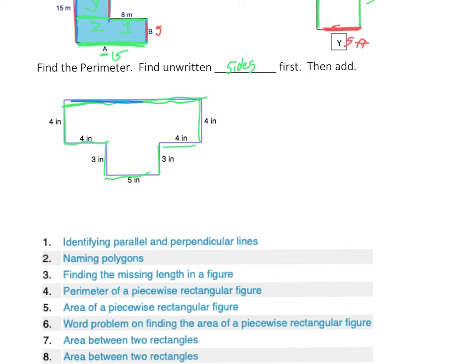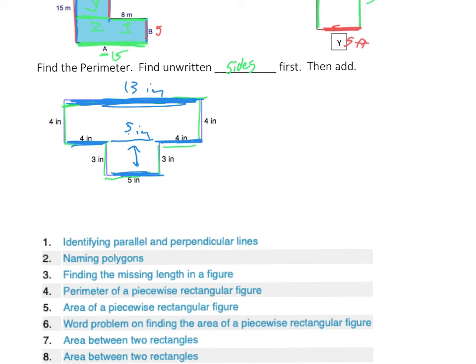So to find this long side length, we have to find what's parallel to it. 4 plus 5 plus 4. It's not just 2 numbers, it's 3 numbers this time. That distance is 5. Those are the same. So 4 plus 5 is 9, plus 4 more is 13 inches.